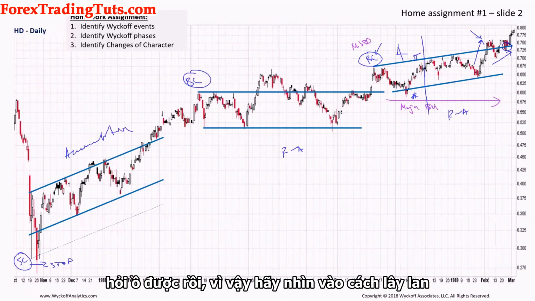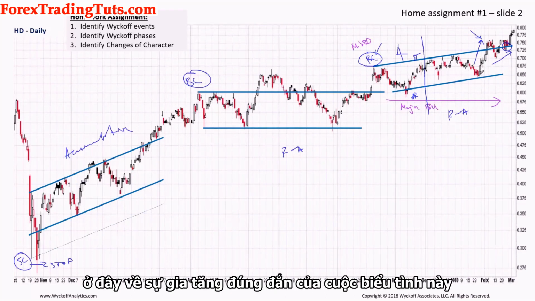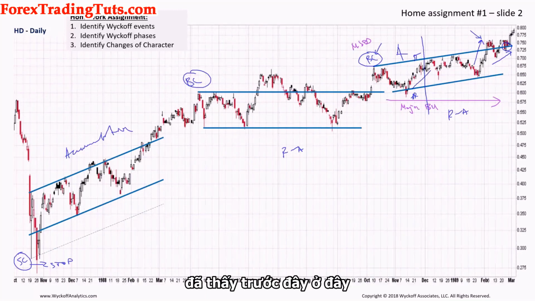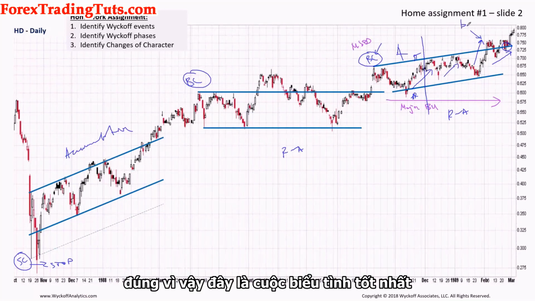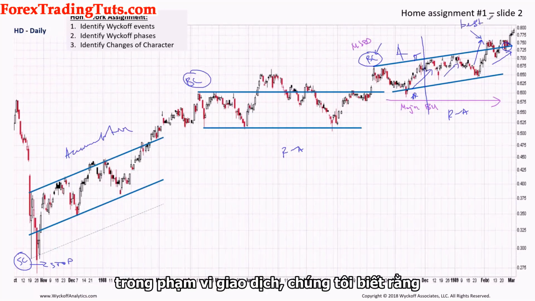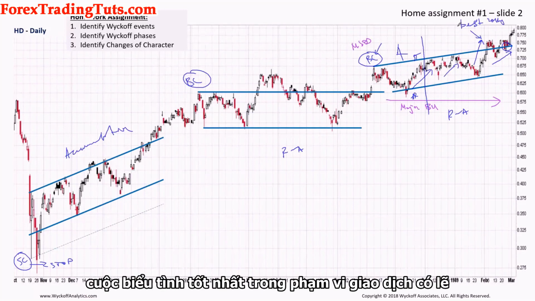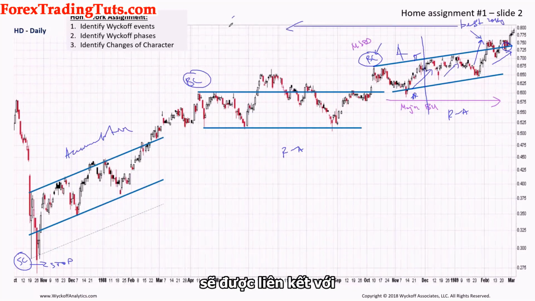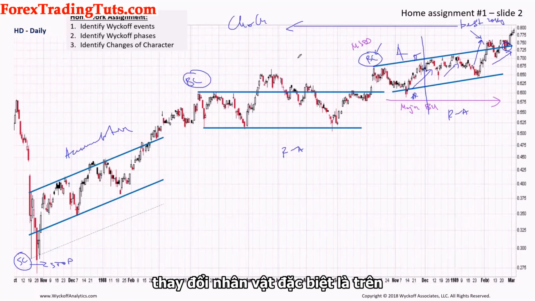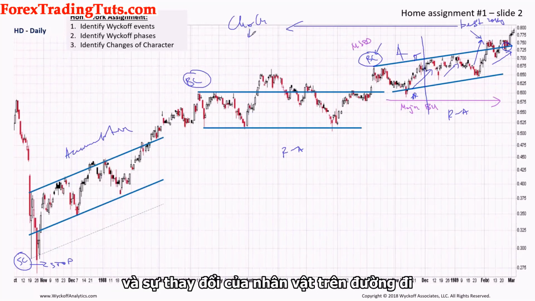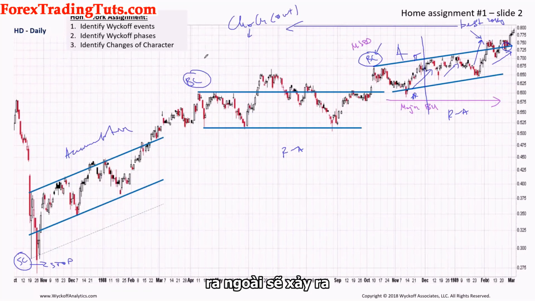Oh, okay. So look at how the spread on this rally is increasing. So it's much better than what we've seen before. This is the best rally in the trading range. We know that the best rally in the trading range probably is going to be associated with the change of character, especially on the way out. And a change of character on the way out is going to happen in which phase? In phase D. And phase D is going to be associated with which Wyckoff points?